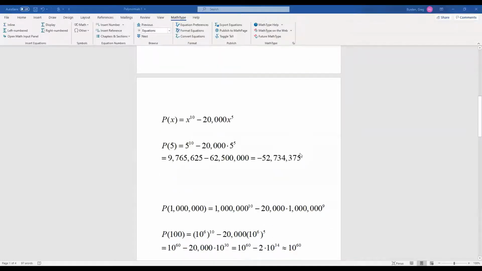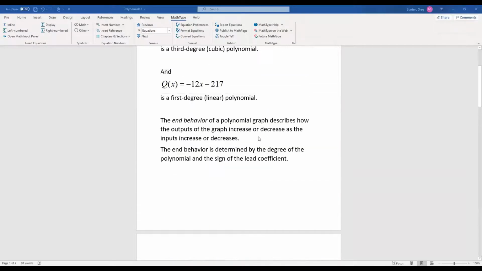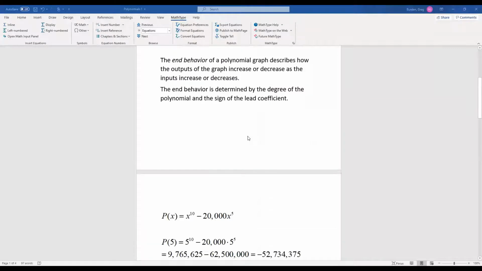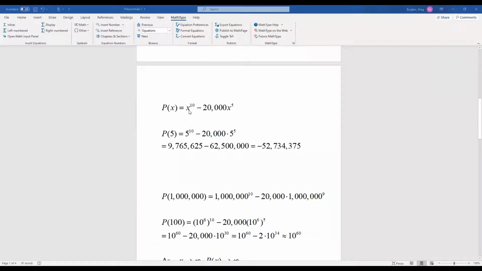Now, the reason we know the end behavior is determined by really just what's happening with the lead term can be demonstrated with this new function. So this is not the same p of x I had before. I wanted to give it a pretty good size degree here so that we can really think about what's happening. So p of x equals x to the 10th minus 20,000 x to the 5th. Now, if you calculated p of 0, both of these terms would be 0, so p of 0 is 0.